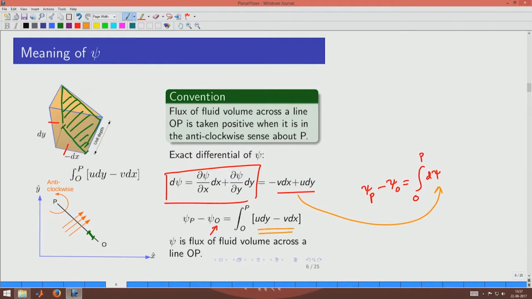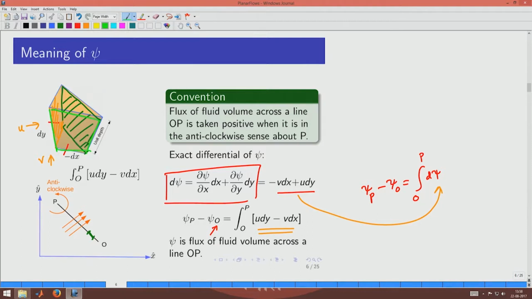Now you can see term by term what it means. The first term, u dy, is basically the velocity in the u direction through the dy element. This is the dy element, and the velocity is in the x direction, which means that the first term corresponds to flow through this area element. Similarly, for the second term, you can see that the distance from O to P is actually minus dx, which means that the second term is v, the velocity through this plane.